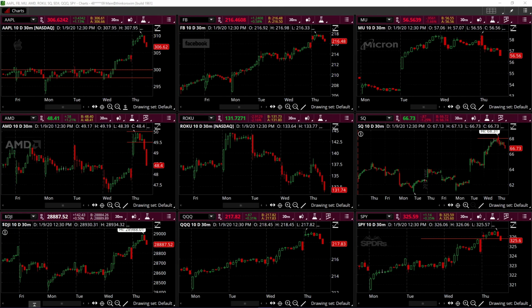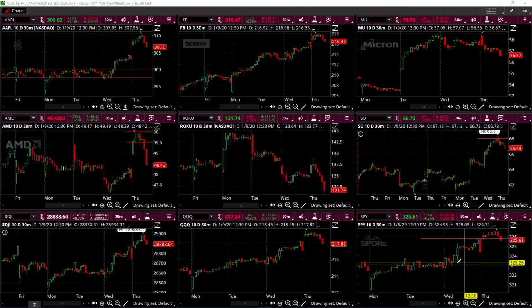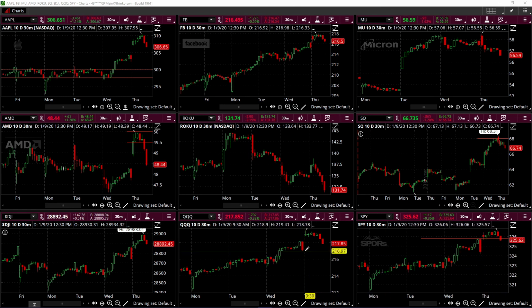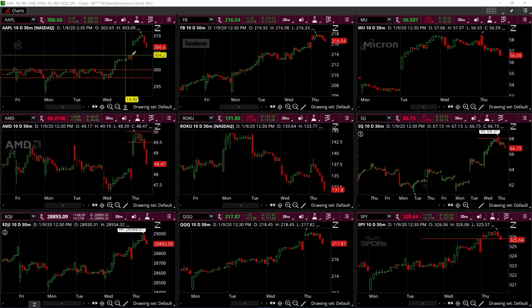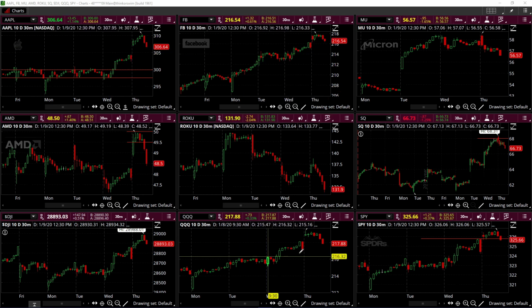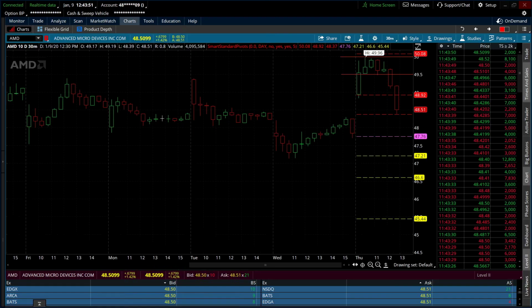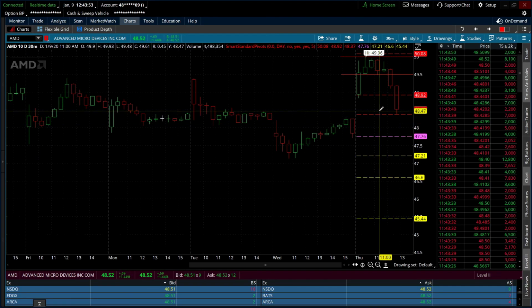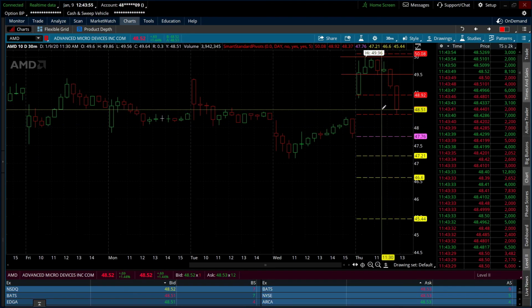You have to assess the overall market. The SPY came lower. Look at the Qs. We broke under that high of yesterday there. Facebook's coming down. Apple's coming down. Pretty much it all just follows the market. But like I told you guys, AMD, this could be another place to take out some money right here.